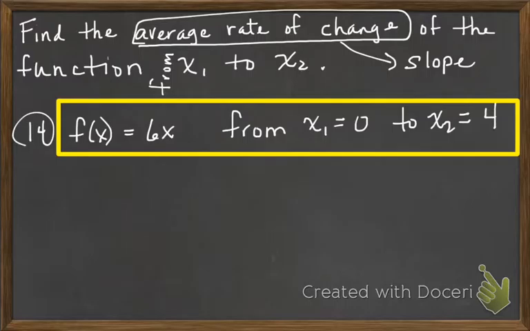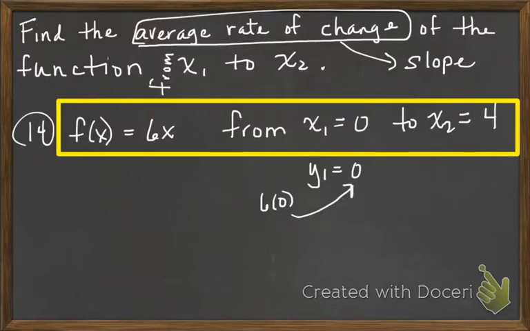All right, and if we're finding average rate of change, which is really slope, we don't just need two x's, we need two y's that go with those two x's. So we can find some other y's because they gave us the function here. If we take the first x sub 1, 0, and we plug it into our function, what is 6 times 0? 0. So when x is 0, y sub 1 would be 0.